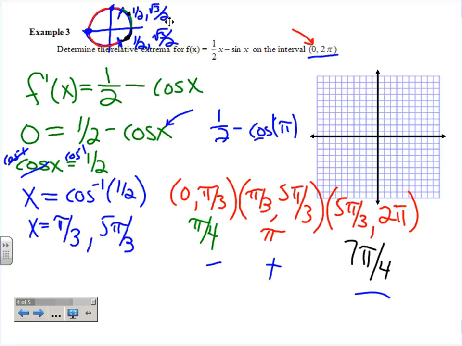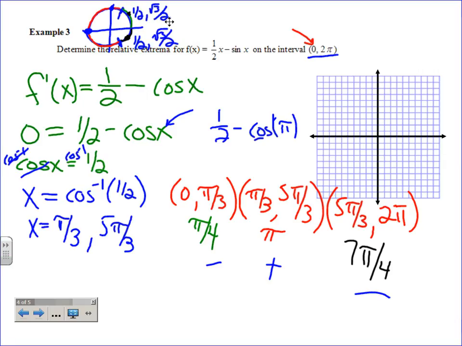What does it all mean? From 0 to pi over 3, what is happening the entire time? So it is doing what? Decreasing. In this huge gap here of pi over 3 to 5 pi over 3, it is increasing. From 5 pi over 3 to 7 pi, it is decreasing. So are they extrema at pi over 3 and 5 pi over 3?